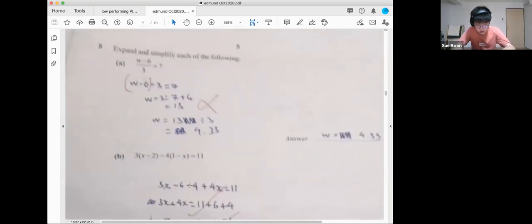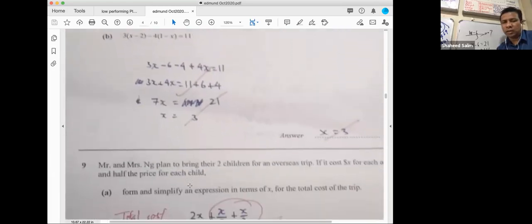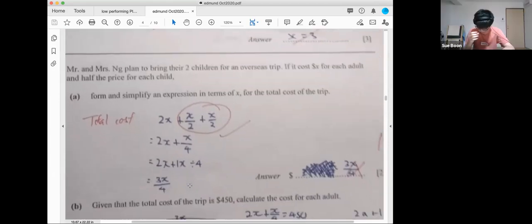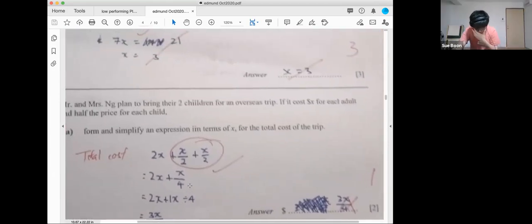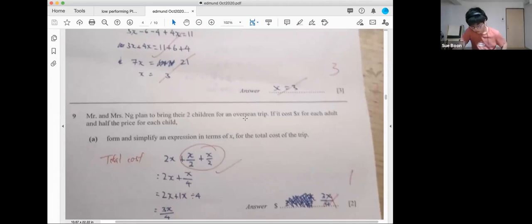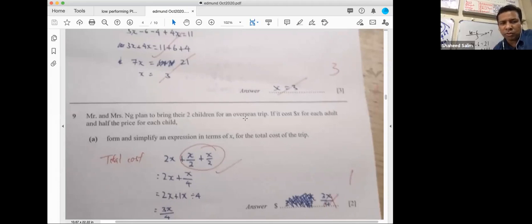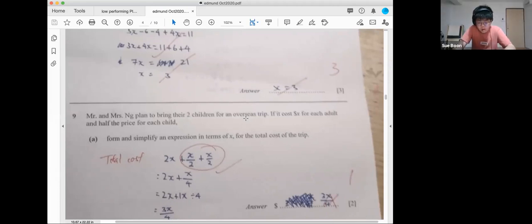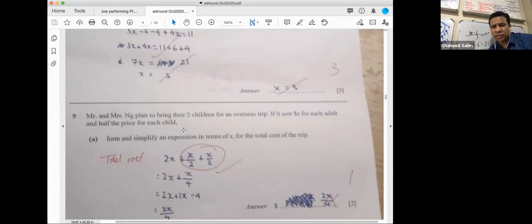The next one. Next one is okay. This one now, what is wrong? Mr. and Mrs. Ng plan to bring their 2 children for overseas trip. It will cost x dollars for each adult and half the price for each child. Form expression for total cost of trip. Okay. So 2x is correct. X over 2 plus x over 2 correct.